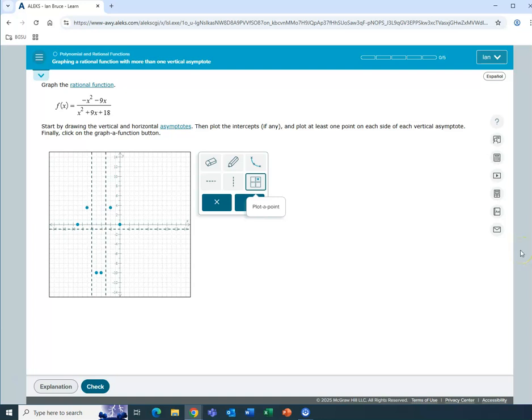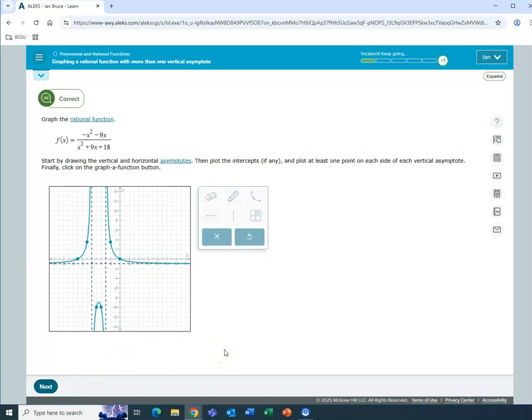Once we have done that, we can now finally hit the graph a function button. And Aleks will go ahead and graph our function for us. And we can go ahead and click check to check our answer. And we are correct.